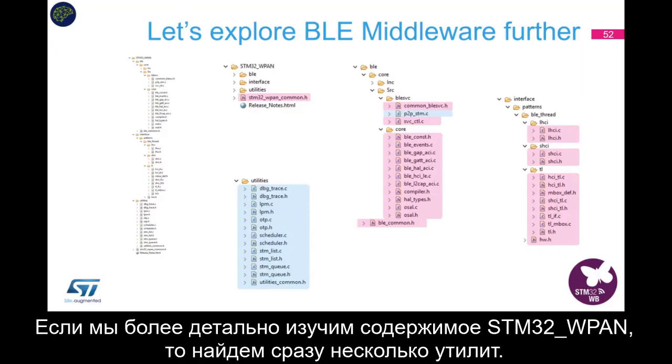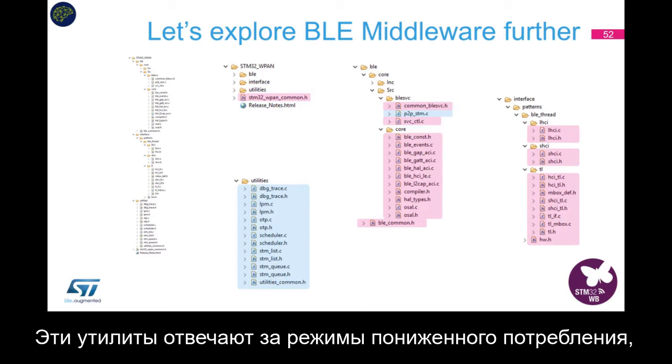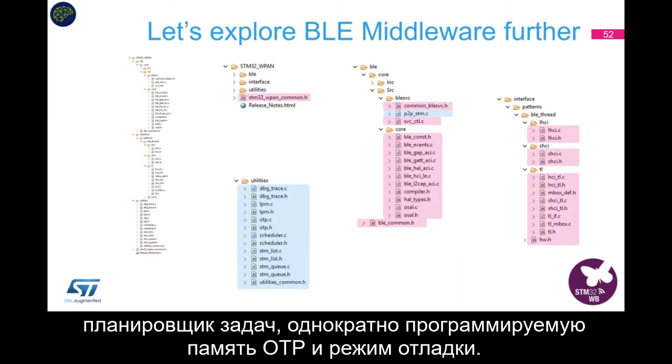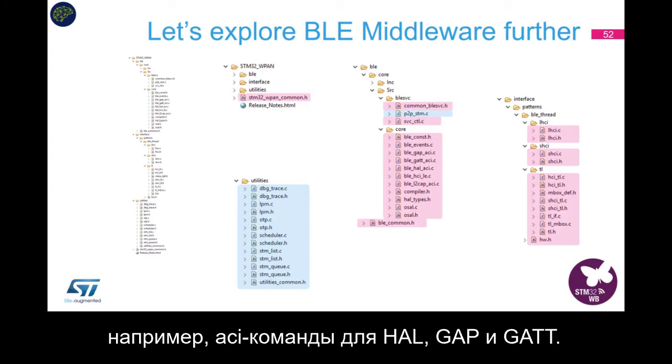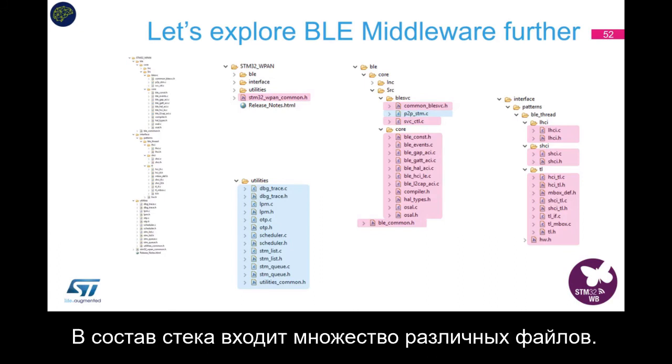So if we look in a bit more detail at this firmware that we've been using, the BLE-WB, you can see here the various utilities. So we've got the low power management, the OTP, the scheduler, the queues, the list, a few debug traces. And inside the actual middlewares, you can see some of the extra functions as well for the HAL ACI commands, for the GATT ACI, the GAP ACI commands. So you can see all those extra files that are included inside the middlewares.